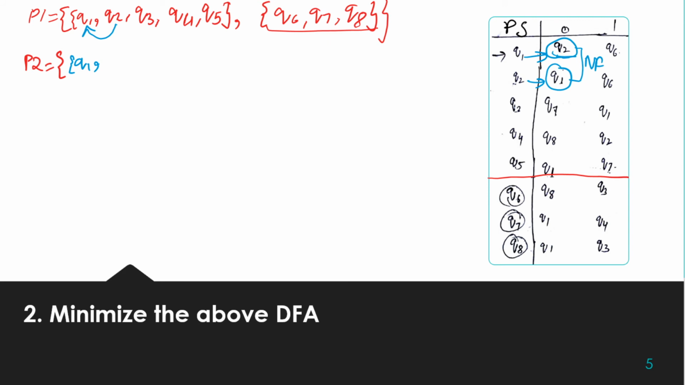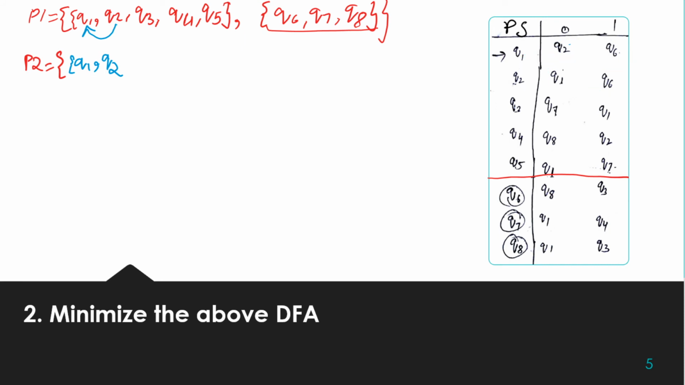Now let's check for input symbol B. From Q1 we have state Q6, and from Q2 we also have the state Q6. As we are getting the same state for input symbol B, we can say that Q2 is compatible with Q1 and can be part of the same group.